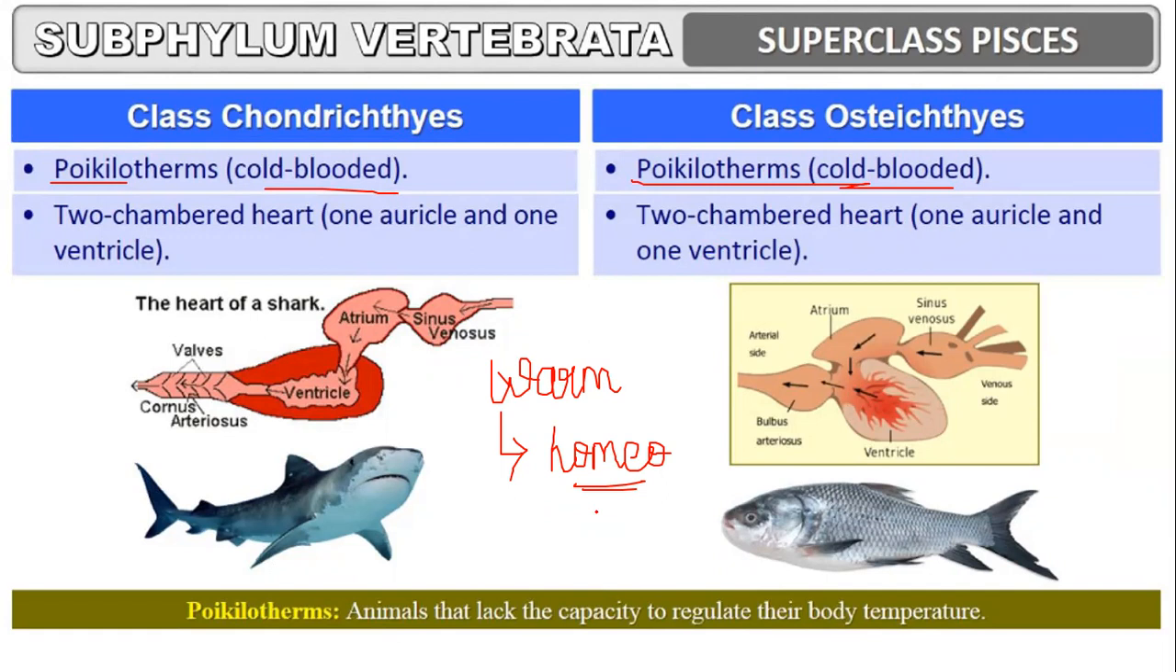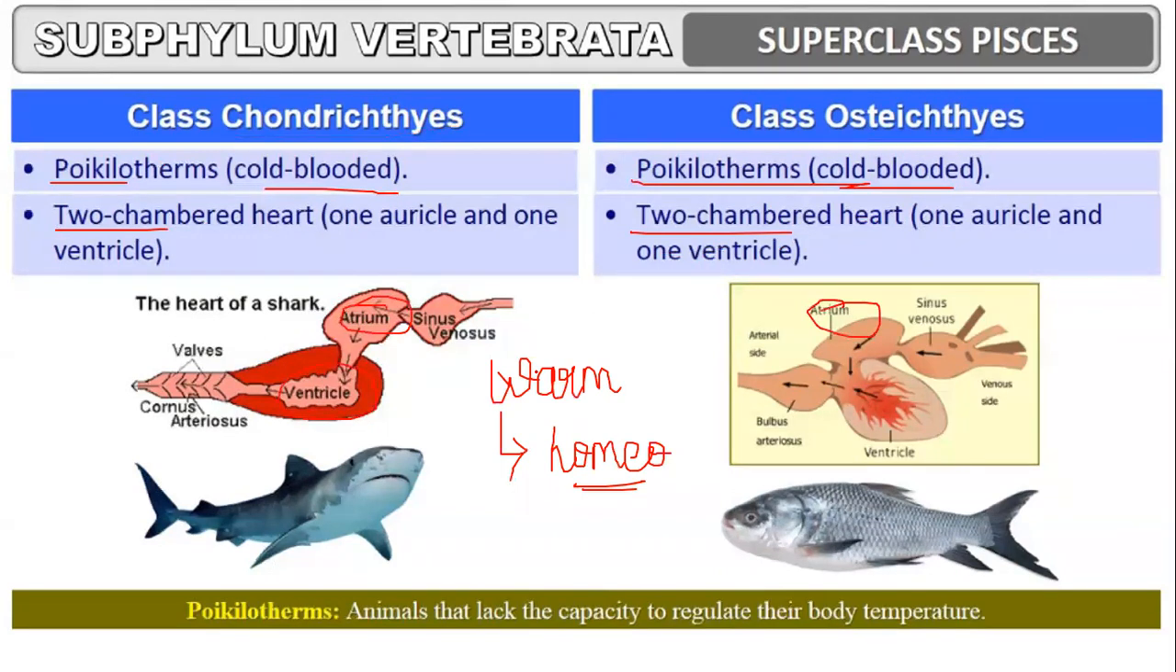At the same time, if you are living in a very hot area, what happens? You will continuously keep on sweating. What is the function of sweating? In spite of removing the excretory product, it has one important function, that is, it provides a cooling effect. It is also a mechanism for maintaining the body temperature. So in case of class Chondrichthyes, they have a two chambered heart. In Osteichthyes also a two chambered heart, that is one atrium and one ventricle. Okay, this is a structure, guys.